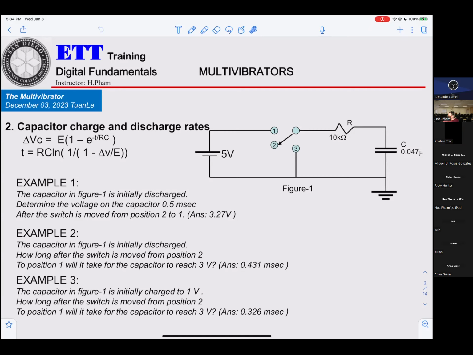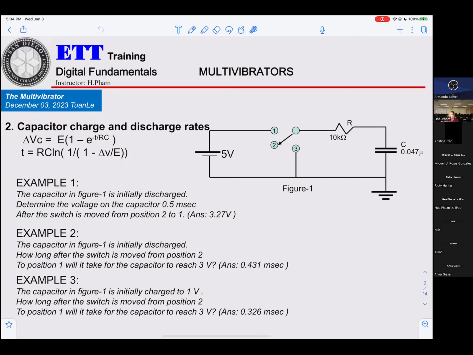Okay, it looks like you guys still don't quite understand. E here, what does E equal? E means the difference between the initial voltage of the capacitor and the voltage the capacitor tries to reach. Initial voltage, they say 1 volt.